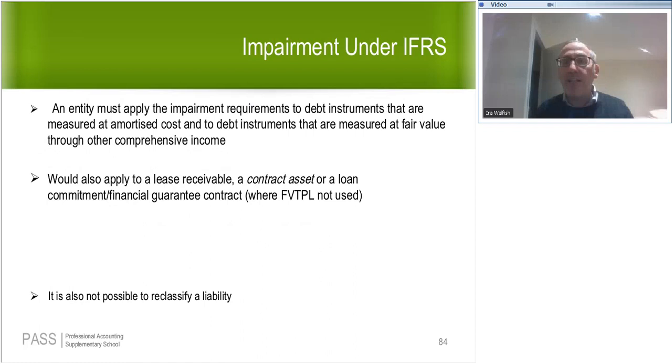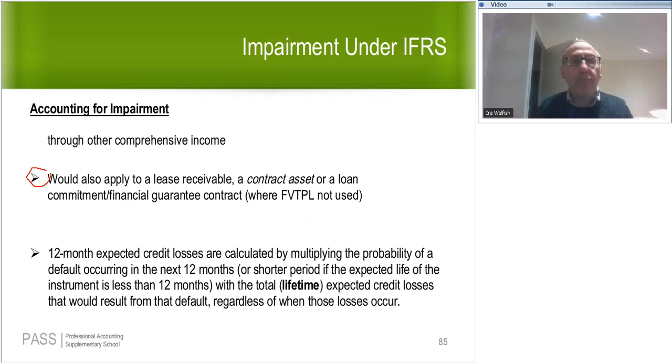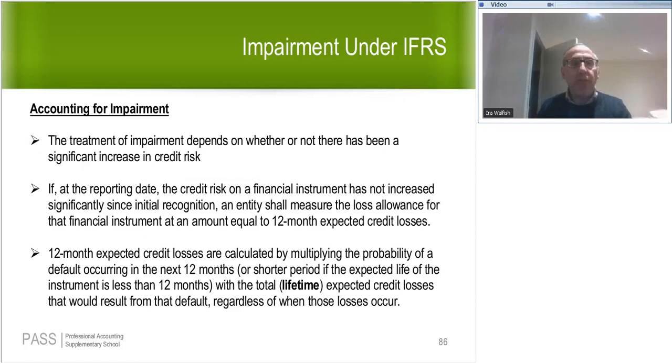The treatment of impairment depends on whether or not there's been a significant increase in credit risk. If at the reporting date, the credit risk for a financial instrument has not increased significantly since initial recognition, the entity would measure the loss allowance, the impairment loss allowance for the financial instrument at an amount equal to the 12-month expected credit loss. Now let me explain what that means.